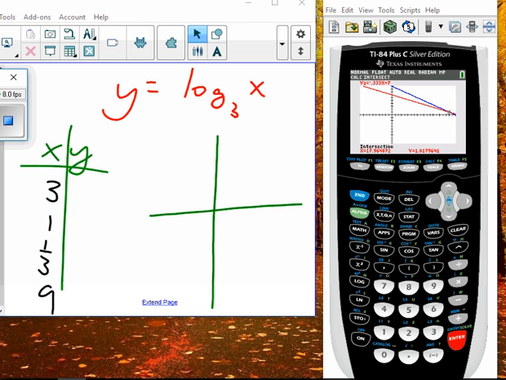Okay, so if you put in a 3, what's log base 3 of 3? 1. If I put in a 1, I won the argument and I get 0. I get nothing, just like in life oftentimes.